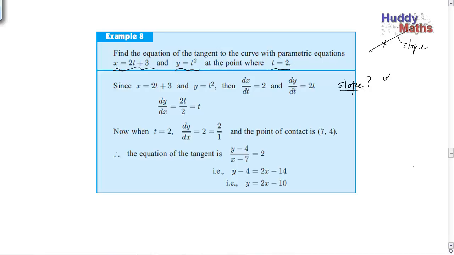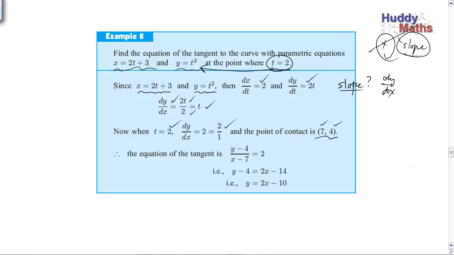Slope is dy by dx, but you haven't got a y expression explicitly in terms of x, so we'll use dx by dt and dy by dt. So we're going to differentiate this and get 2, differentiate this and get 2t. Okay, so dy by dx is 2t over 2, which is t. When t is 2, because we're given that particular point, dy by dx is 2. And also, they haven't shown that here, if we put 2 back in these equations, we find that x is 7 and y is 4. So now we have both of the things that we want. We have slope and a point on it.